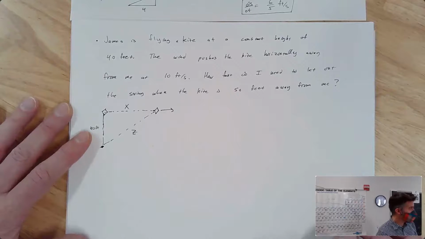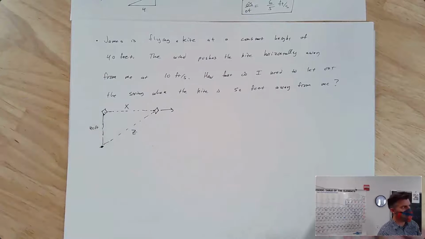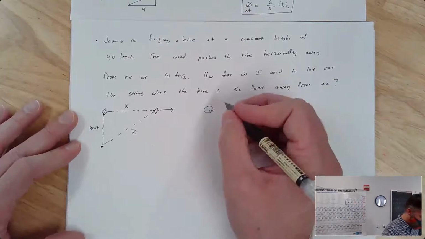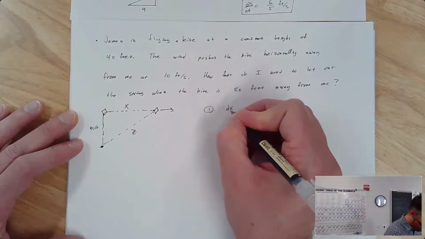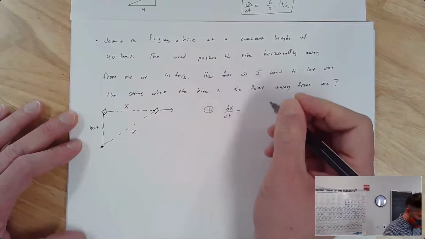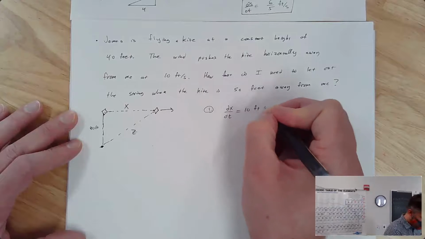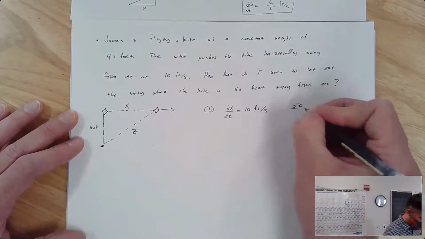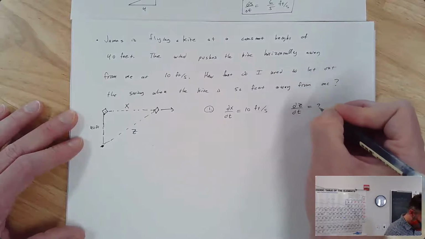Same kind of idea as before. A little different though. So there's a bit of a difference here that I want to make extra clear. So we're going to, of course, ask what's changing. We know that dx/dt is changing at 10 feet per second. And we're being asked to find how z is changing, or what dz/dt is.